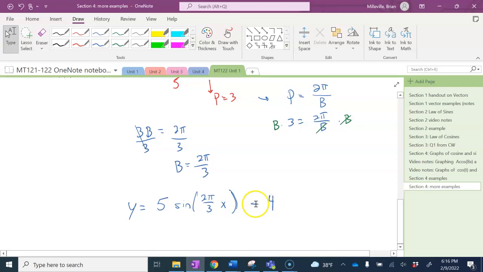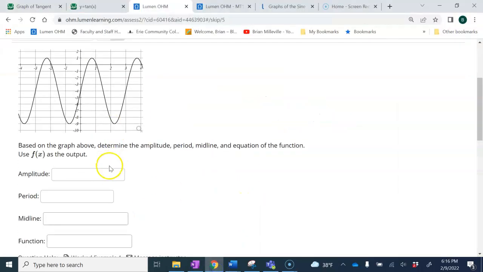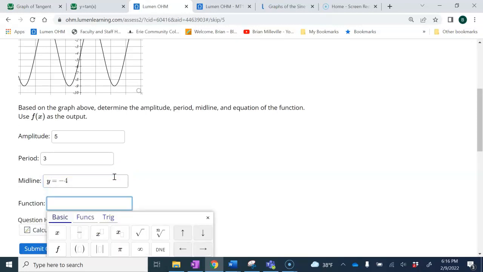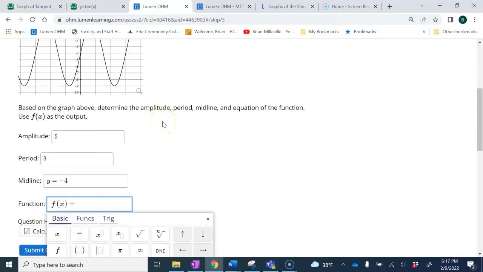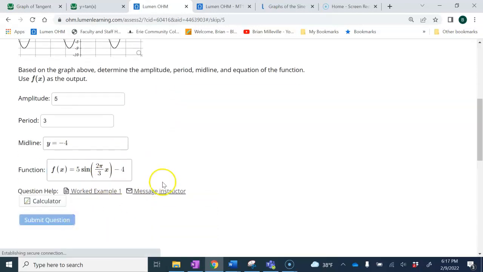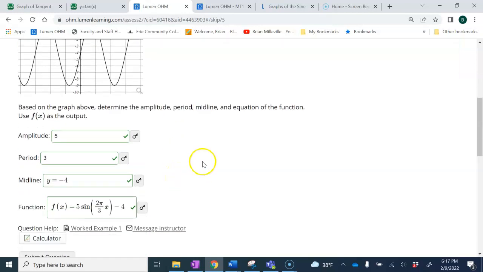All right, and I'll flip over and input that into the homework quick, and then we'll do another example. So this problem, again, we were told to find the amplitude. We figured that out as 5. The period was 3. Again, that's not the number b, but that's the period over which we're completing one cycle. The midline, we have to type the equation in, y equals -4 here. Now for the function, it says use f of x as the output. We have to actually put in f of x equals our formula, which was 5 sine of 2 pi over 3 x, and then -4 was what we had on the outside. So substituting those things in, that's number 5 in the homework.